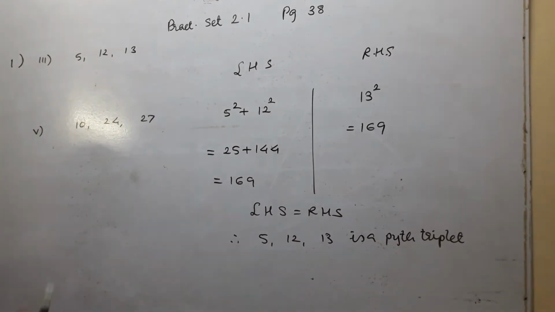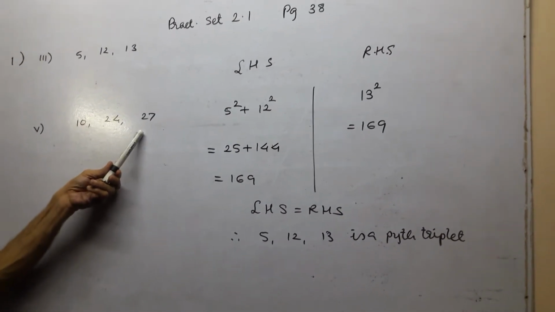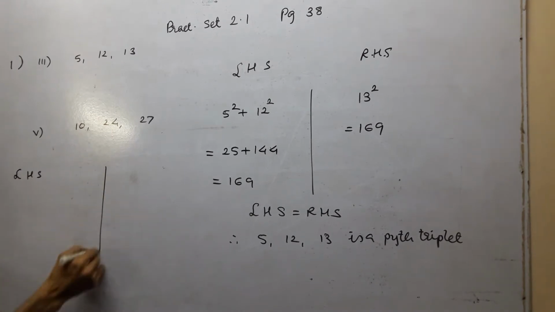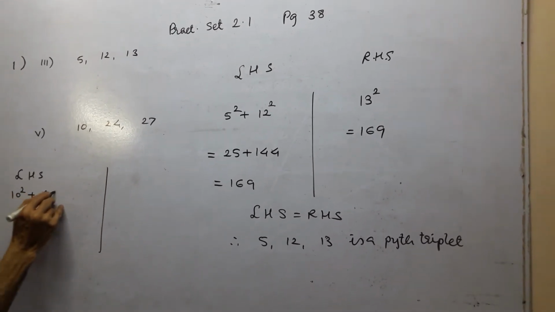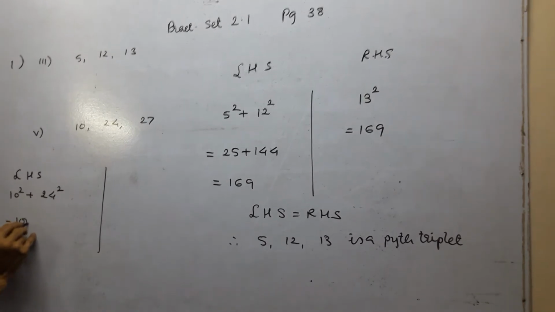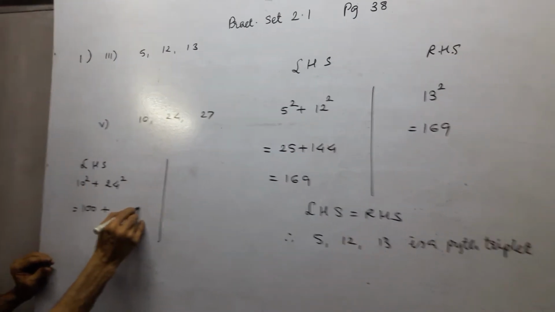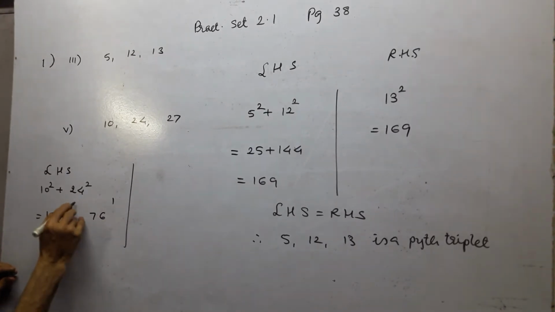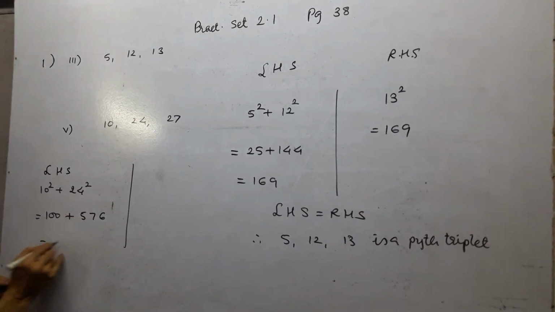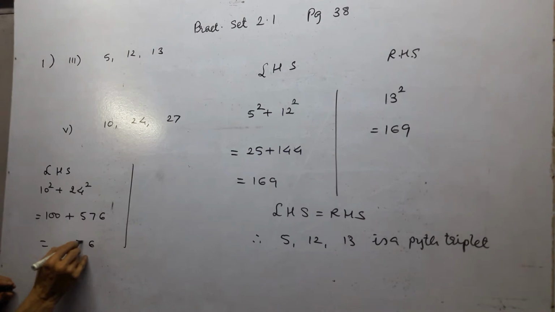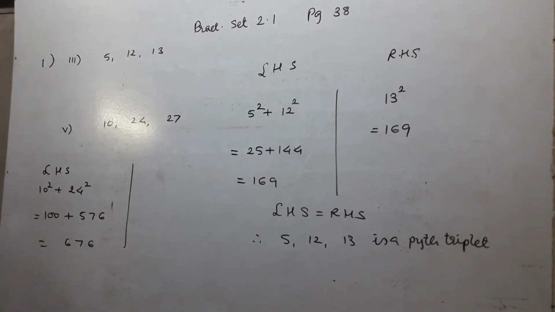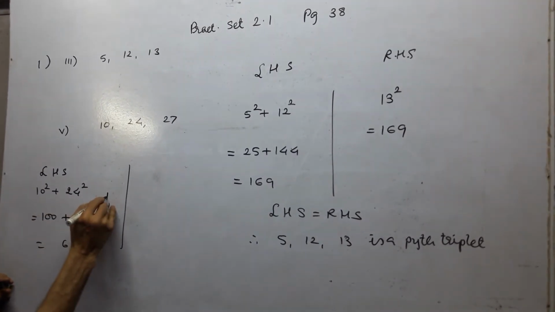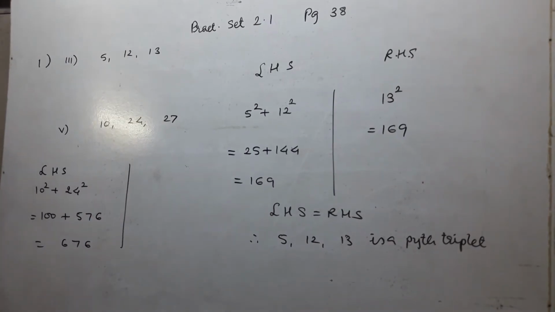Similarly, let us take one more sum: 10, 24 and 27, and let's see whether these are a Pythagoras triplet. Once again, left hand side, 10 square plus 24 square. 10 square is 100 and 24 square is 576, and that gives 676.